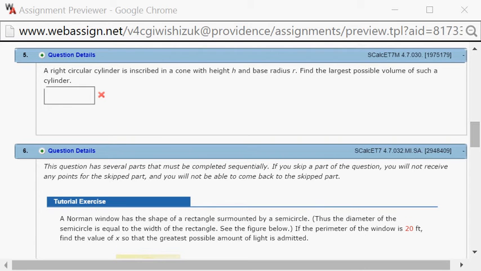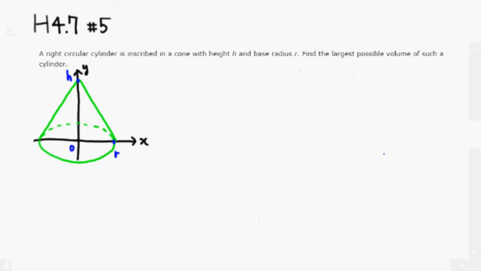Alright, let's look at homework 4.7, problem number 5. A right circular cylinder is inscribed in a cone with height h and base radius r. Find the largest possible volume of such a cylinder. Alright, so let's do that.